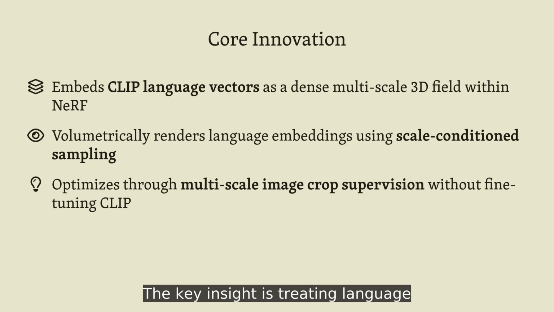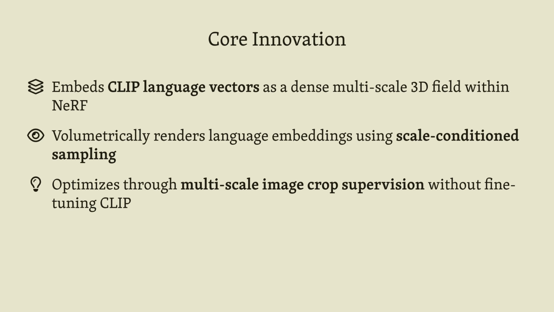The key insight is treating language embeddings as another property of 3D space, just like color or density. They arrange CLIP embeddings into a volumetric field that can be queried at any position and scale, then optimize this field by supervising it with embeddings from image crops across multiple training views.